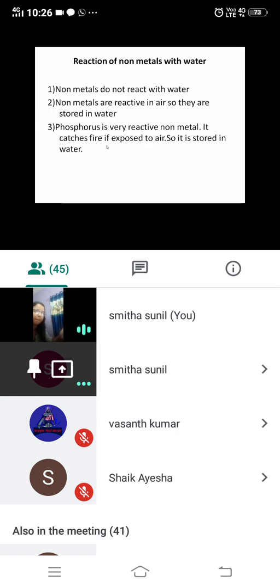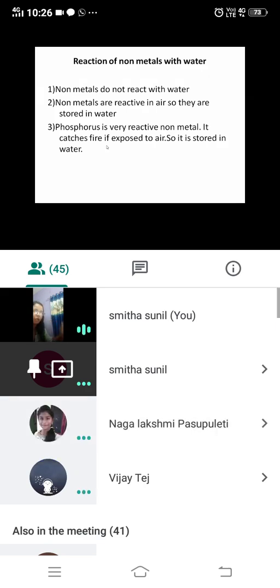Phosphorus is stored in water. Phosphorus is a non-metal. Why in water? Because it will react with air. It will catch fire in air, phosphorus. Sodium will react in air and water both, so it is stored in kerosene.